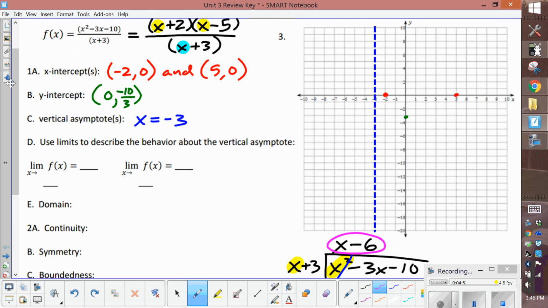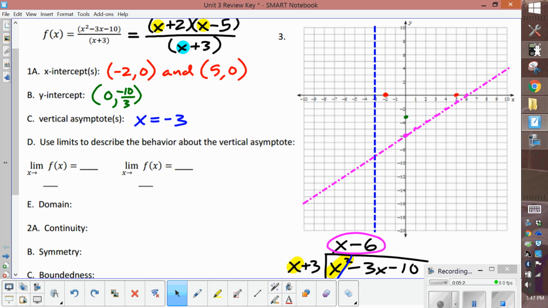All right, that is a linear equation with a y-intercept of negative 6. And then I'm going to rise 1, run 1. Right here, boom, boom. You'll notice it also crosses at positive 6 there. So we'll go ahead and connect these dots. I'll extend it to the left here. And there's my slant asymptote.